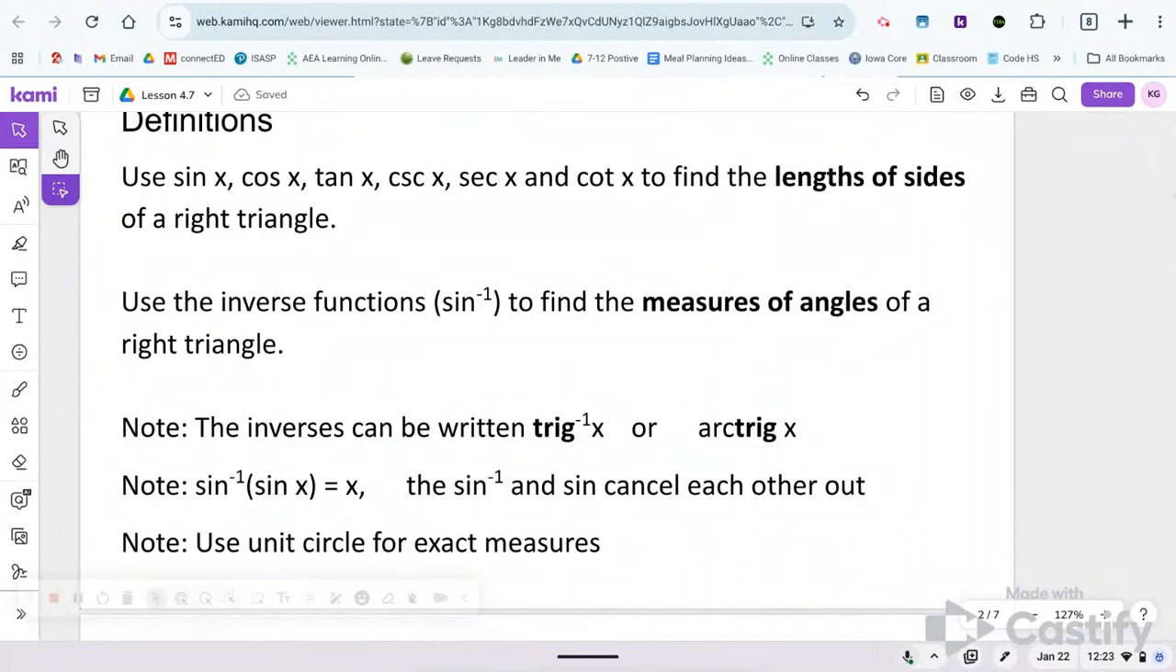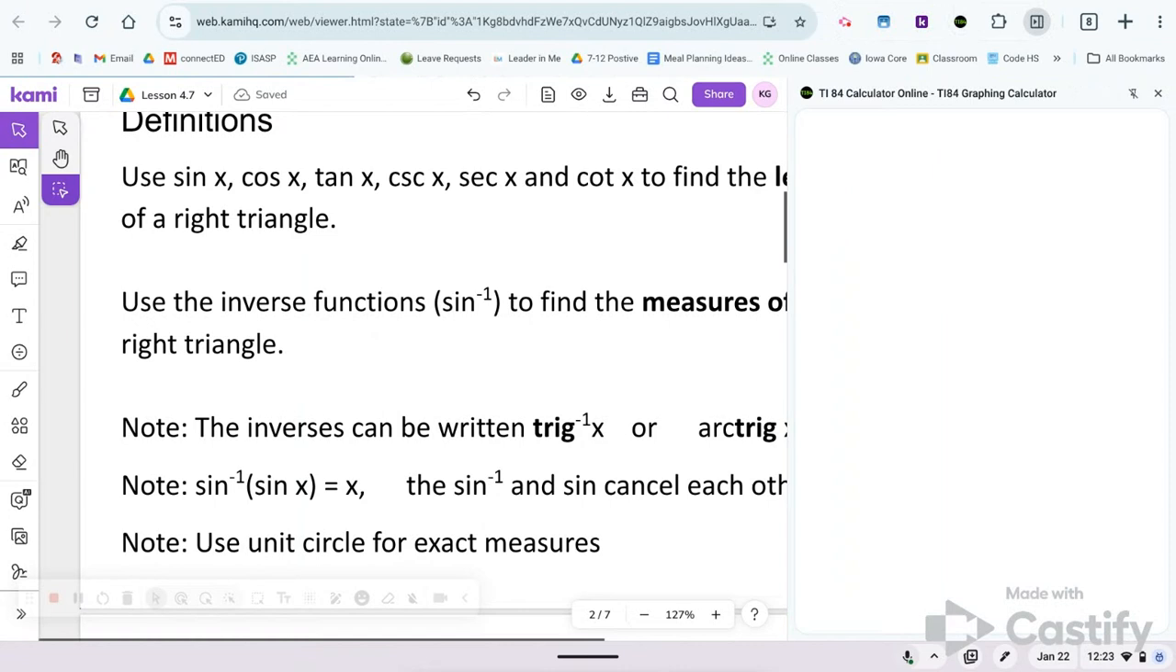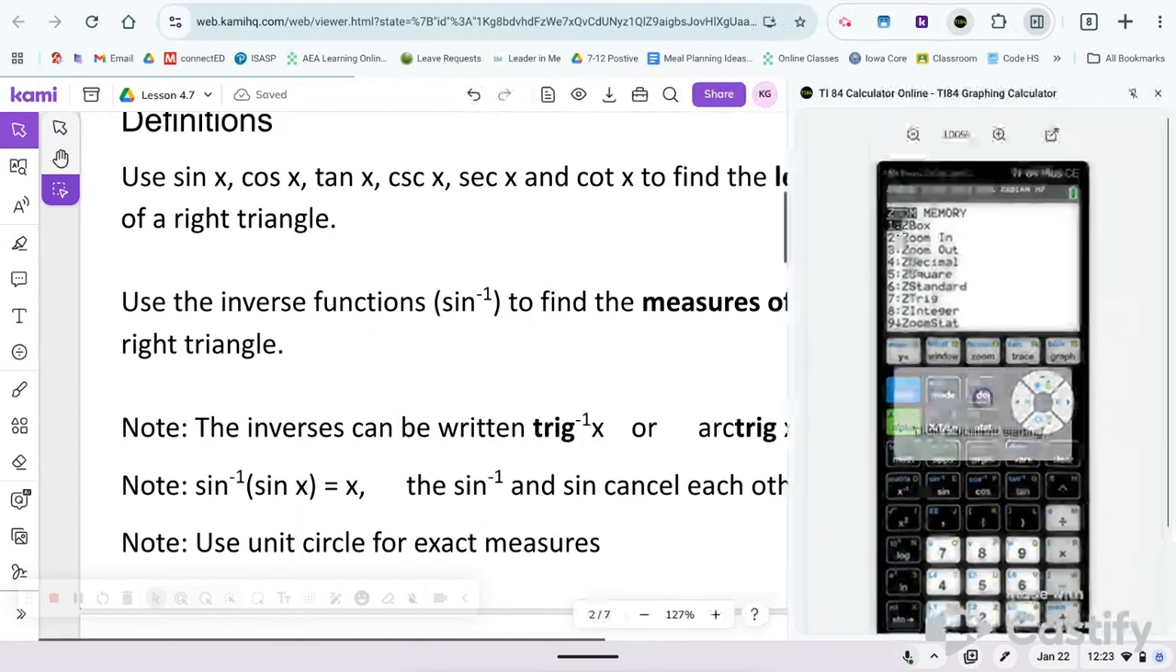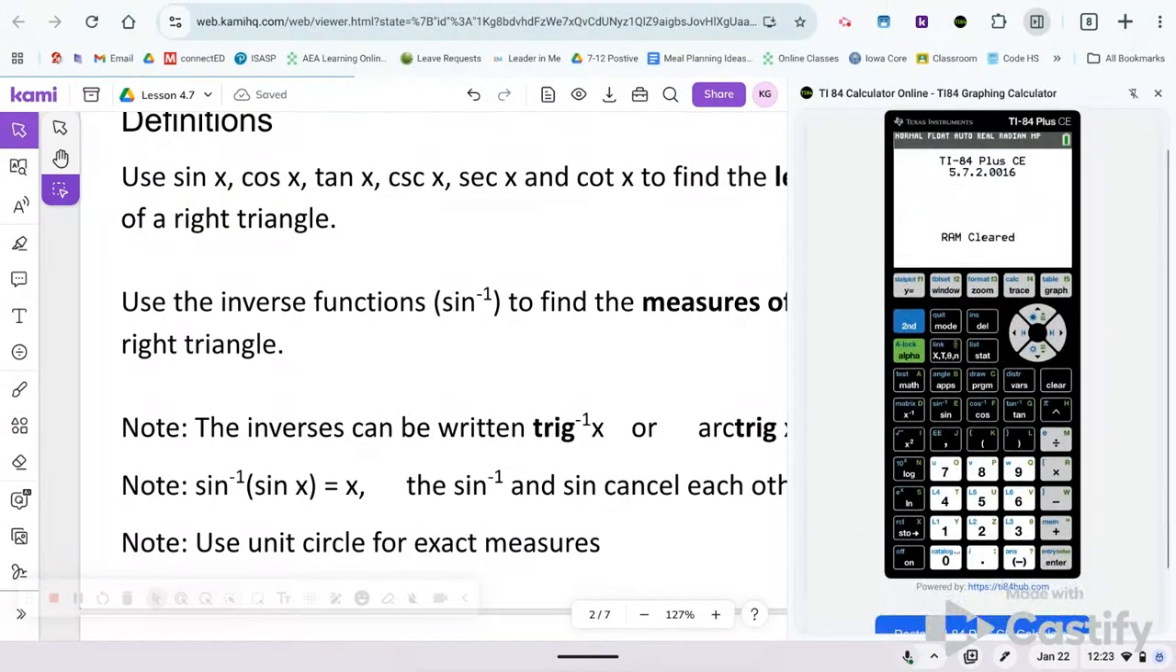All right, so it says to use the sine, the cosine, the tangent, the cosecant, the secant, and the cotangent when we are finding the lengths of sides of a right triangle. So notice that we're using the actual trig functions, not their inverses. So when we use the calculator, we're using the actual sine, cosines normally, not the inverses.